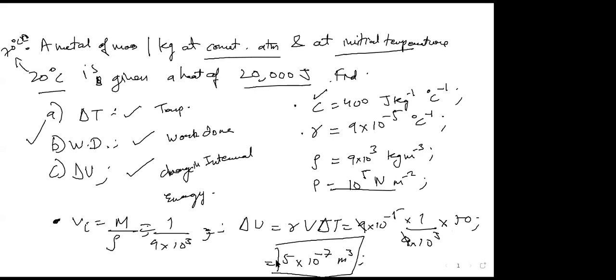Yes, sir. Lovely. So work done कितना हुआ? Well, that is P dV, P delta V. So you have minus 2, sorry, sir. Yes, minus 2 into 5 into 10⁻⁷, which is 5 into 10⁻² joules. 0.05.